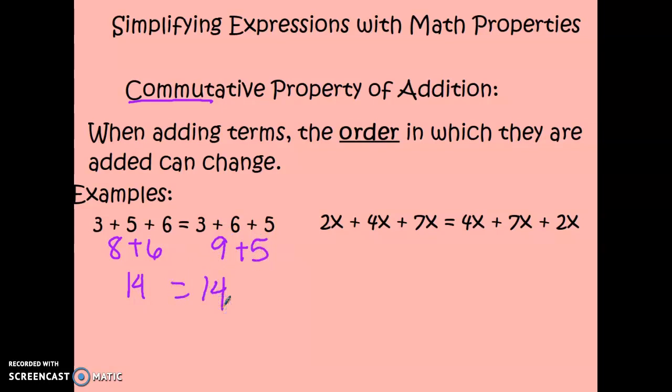All right, we can do it with variables also. 2x plus 4x is 6x. 6x plus 7x is 13x. 4x plus 7x is 11x. 11x plus 2x gives us 13x.